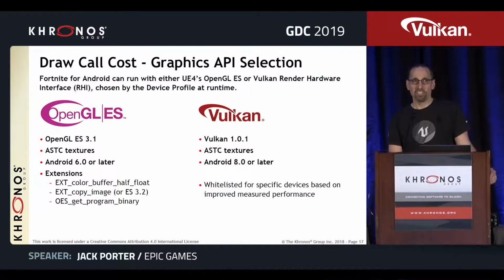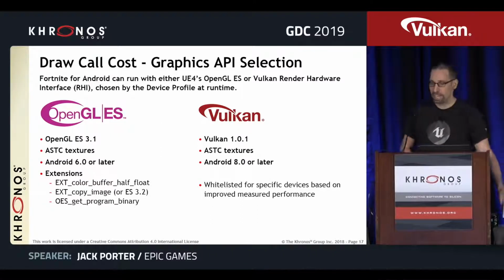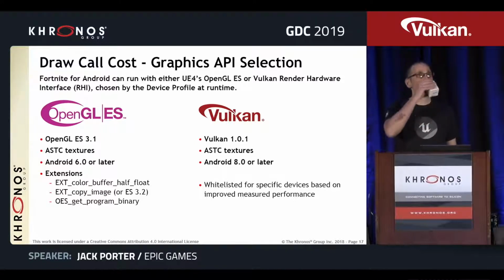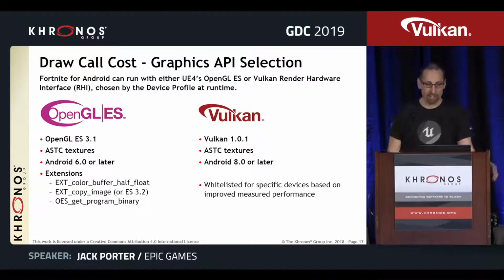So the other thing we can do, of course, is change the API that we're using for rendering. Our GLES requirements are ES 3.1 with ASTC textures, relatively high minimum spec compared to some older devices. We could probably expand that, but at the moment that corresponds quite well to devices that are performant enough to run Fortnite. There are some extensions we require, but on the Vulkan side, we don't have any very strict requirements, but we have whitelisted devices based on the performance we've measured.